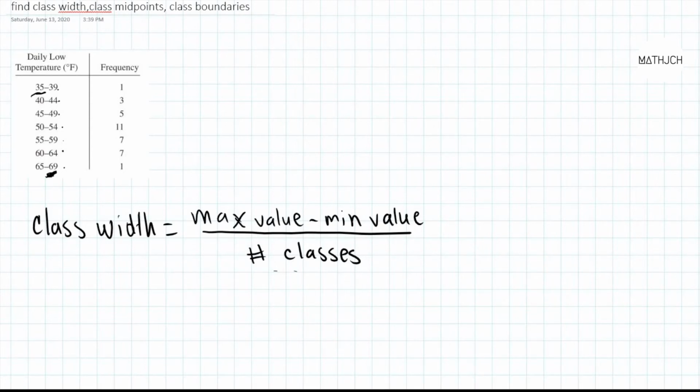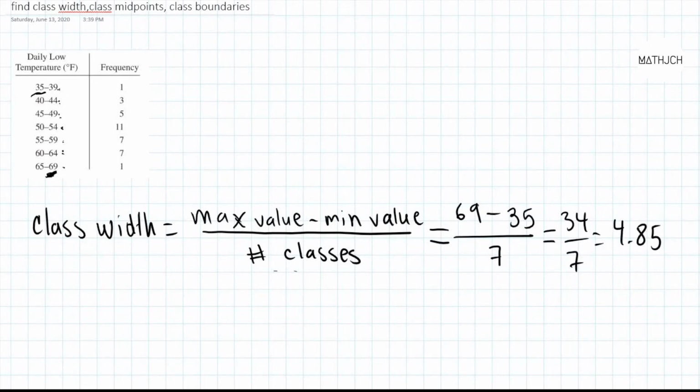So for the class width, we follow the formula, right. It is the maximum value, which is our last number, so it's 69, minus our minimum value, which is the 35, everything divided by the number of classes, which is 7, because that's how many classes we have. So if we do the math in here, 69 minus 35, that's 34, divided by 7, that's 4.857, okay?